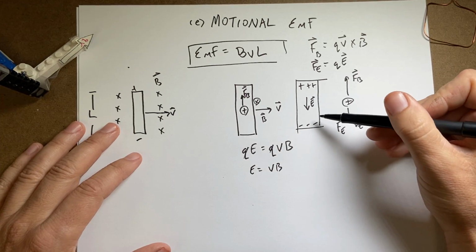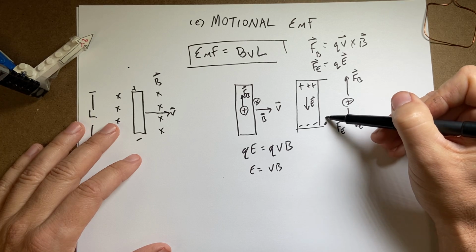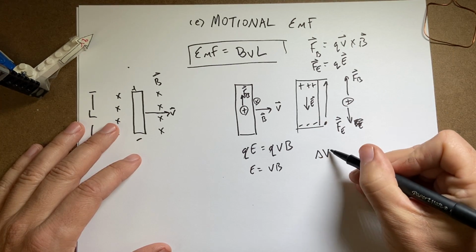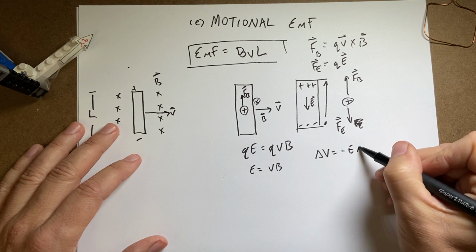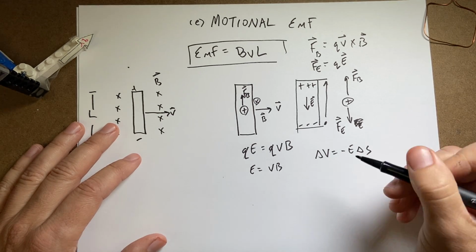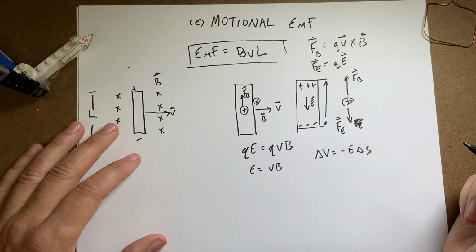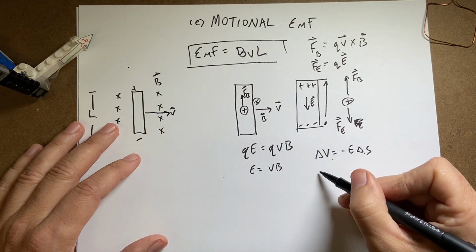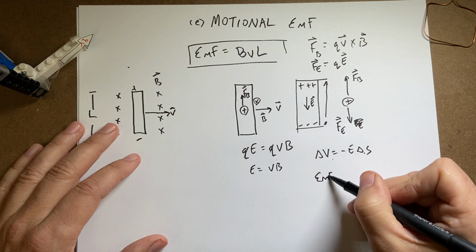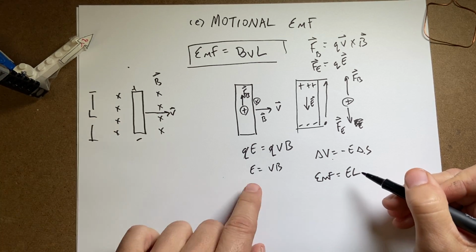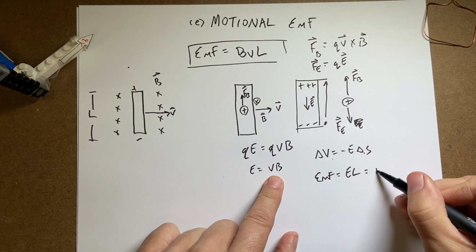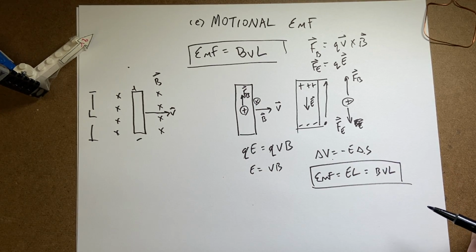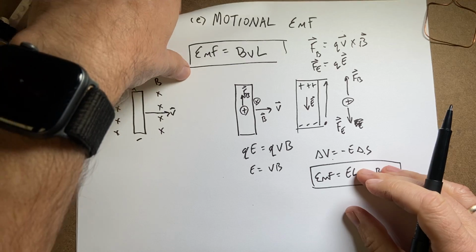Now, what if I want to go from right here to right there and find the change in potential? If the electric field's constant, delta V is going to be negative E delta S, if you want to think of it that way. But I don't really care about the sign. I care about the value. And delta S is going to be L. So I get EMF equals EL, but E is VB. So I get BVL. That's it. Okay, let's do it again one other way.